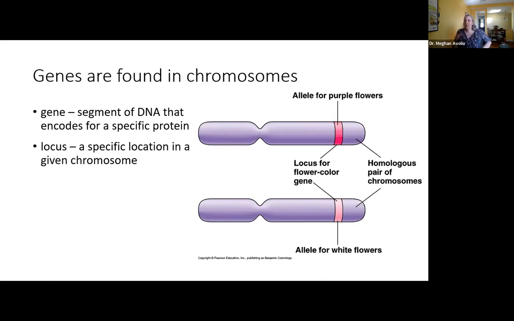A locus is a specific location in a given chromosome. For some organisms, the whole genome has been mapped, and you can almost refer to a page in a book, like it's on page 34. You could say it's on chromosome 1 at location, I don't know, 538. And then someone could go to that area and find this locus where this gene is located.